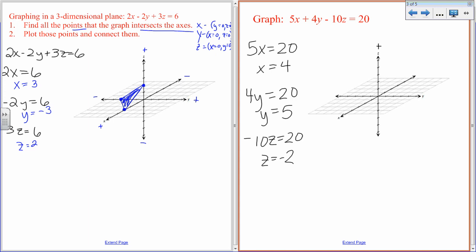Label your graph positive, negative, positive, negative, positive, negative. So the x has a 4 as the intercept. 1, 2, 3, 4. Y has a 5. 1, 2, 3, 4, 5. And z has a negative 2, 1, 2. Connect those. We get a really, and I think you guys on your graph paper get an even smaller one, a really skinny sliver. Am I correct, guys?